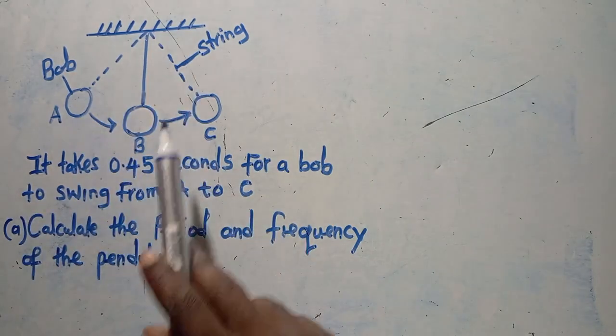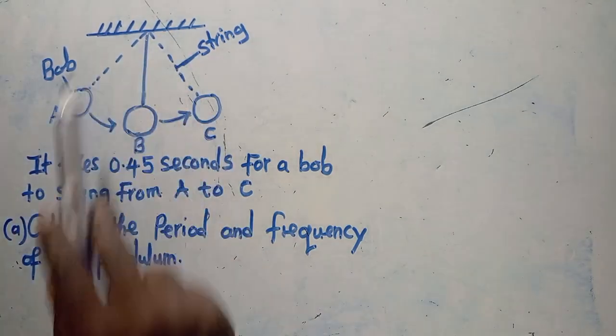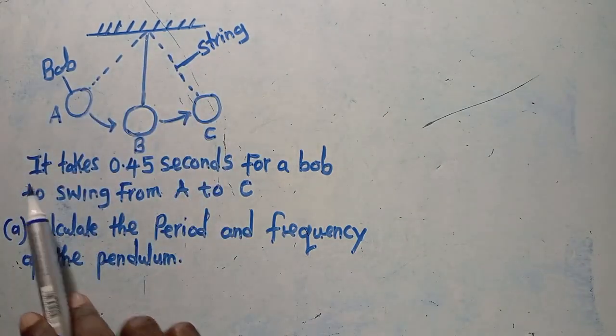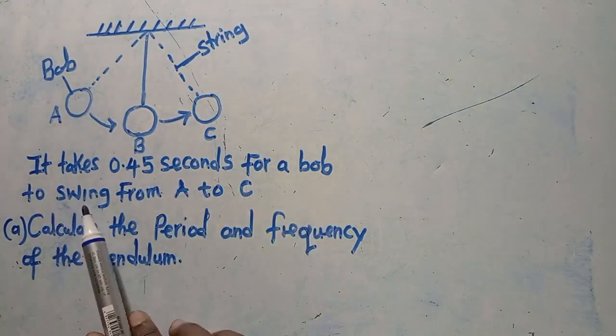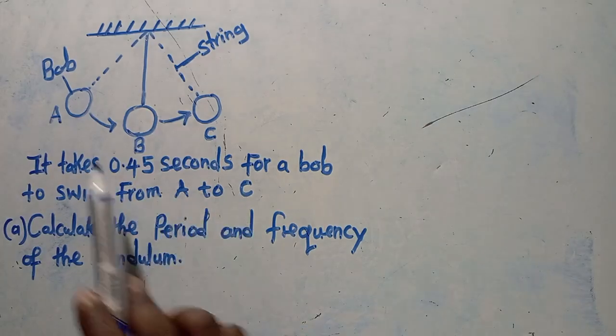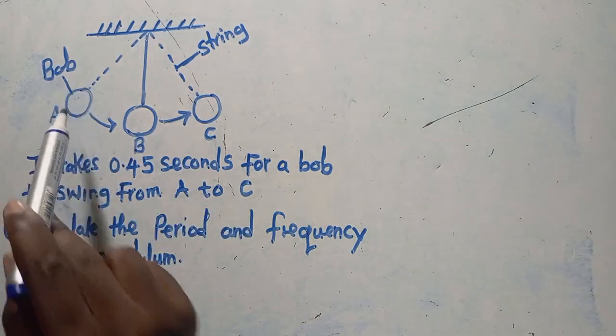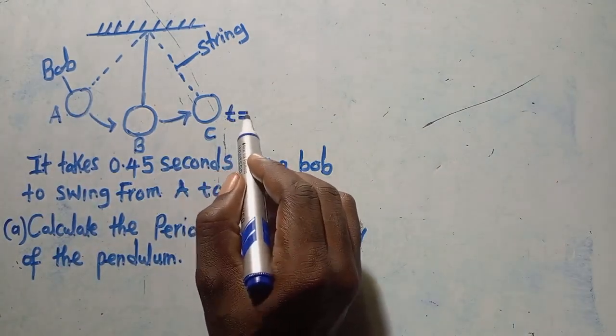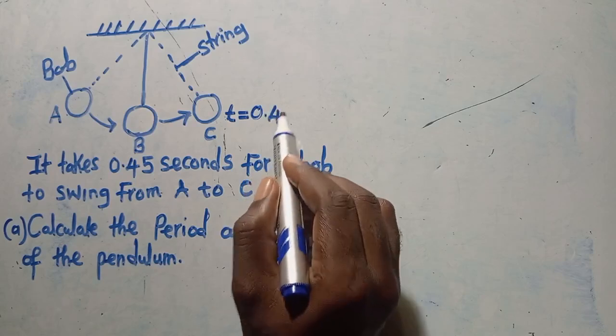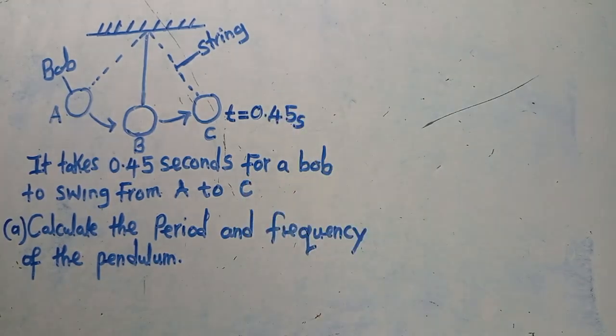The question is saying, as you look at this setup, it takes 0.45 seconds for a bulb to swing from A to C. So for this bulb to swing from A to C, the time that is taken is 0.45 seconds. That's the time that is given. We are told to calculate the period and frequency of the pendulum.